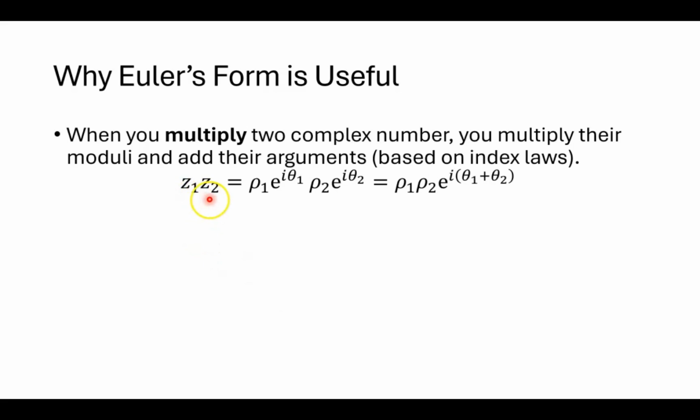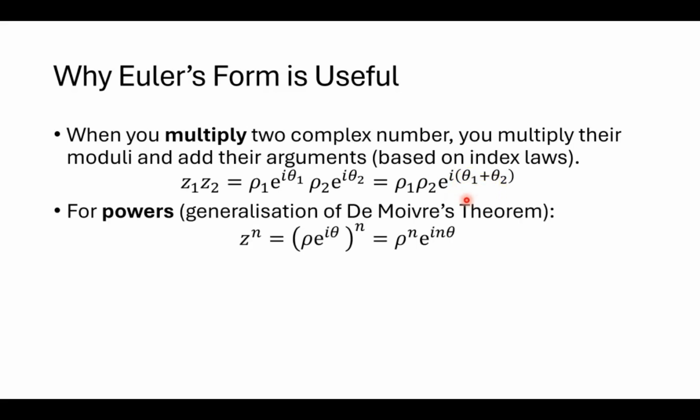You have z1 multiplied by z2. So z1 is rho 1 times e to the power of i theta 1, and same for z2. You can very easily multiply these two moduli together, and this will be a very easy multiplication, like 2 times 4 maybe. And for the argument, you just add them up. An example will be pi over 3 plus pi over 6, so it's very easy. You put them up in the exponentials.